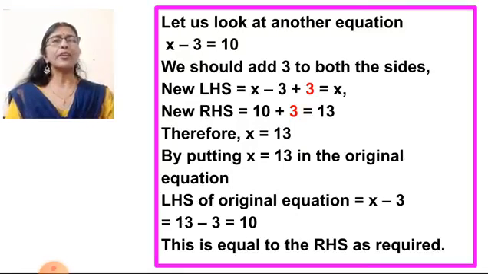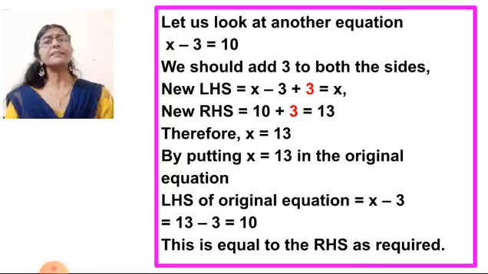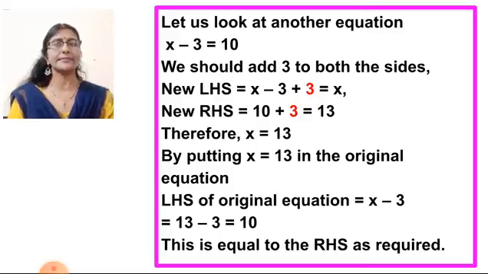Now let us see one more example. Here there will be subtraction. x minus 3 is equal to 10. Now here to remove this number, what do we have to do? We have to add 3 to both the sides. So let us add. New LHS will become x minus 3 plus 3. So minus 3 plus 3 will be cancelled, so only x will be left. So that is equal to x.